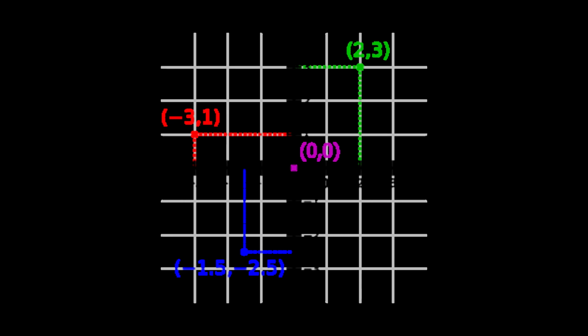So the way you write that is y equals 1x plus 0, and when you simplify, you get y equals x.